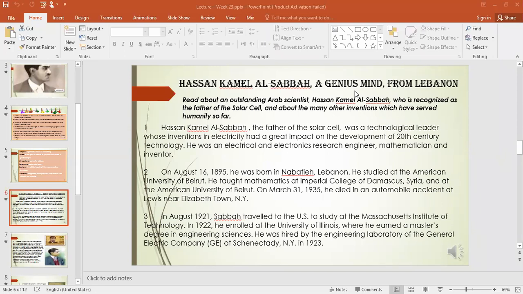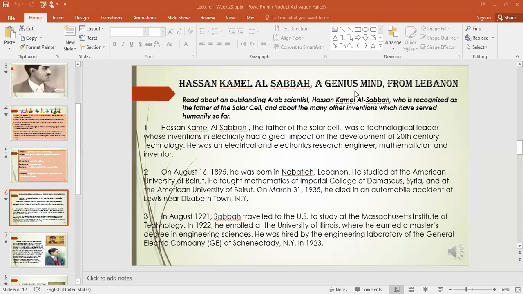Clear? Okay. In August 1921, Sabbah traveled to the US to study at the Massachusetts Institute of Technology. So he traveled to study there. In 1922, he enrolled at the University of Illinois, where he earned a master's degree in engineering sciences. So where did he earn the master's degree in sciences? Where, in Lebanon? No, in Illinois. Yes, very good.